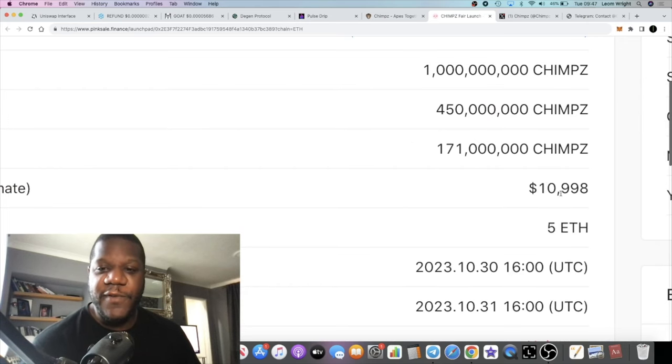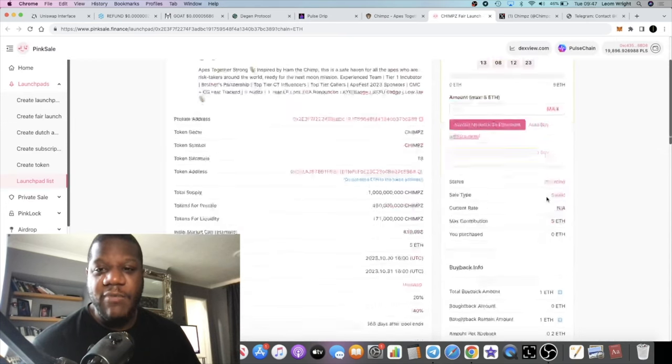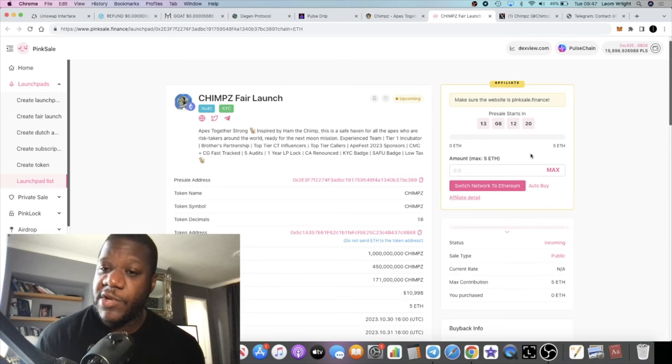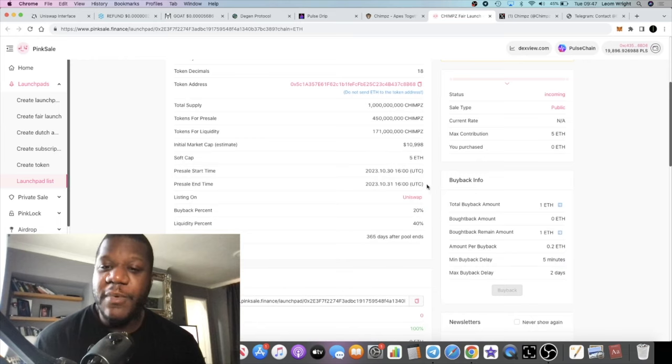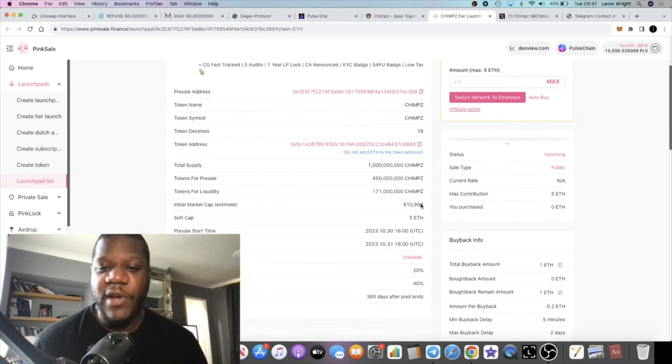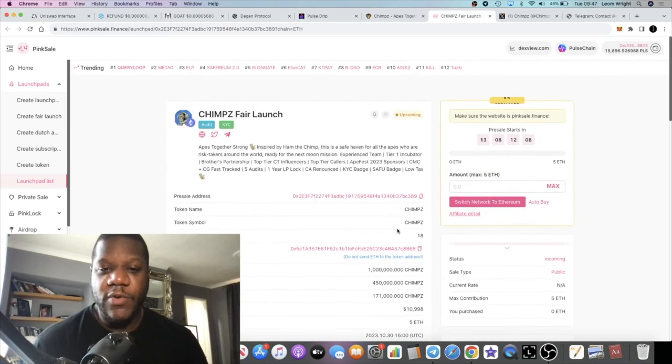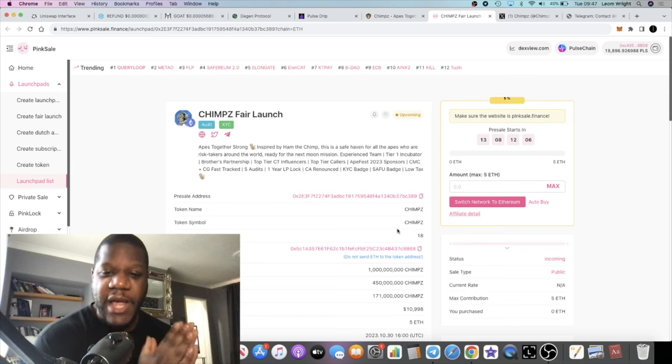I'm not sure if that's going to fluctuate, the more money they raise, because of course it is a fair launch. It is a fair launch, guys. So being a fair launch, there's going to be no hard cap. So just bear that in mind. And remember, they have a lot of marketing, so that may change. But it's still going to be an early opportunity.